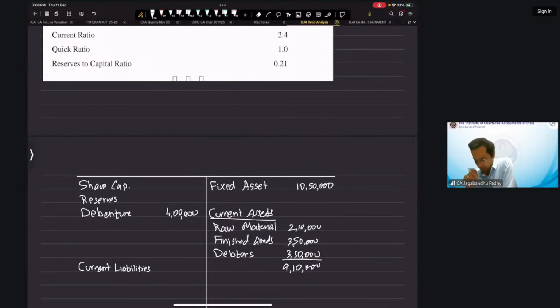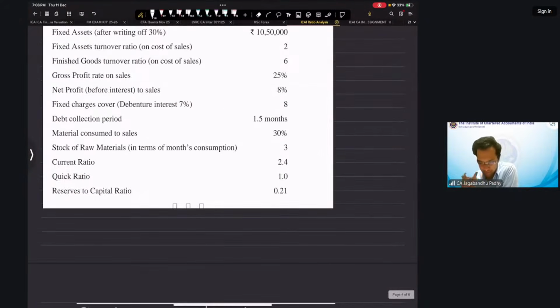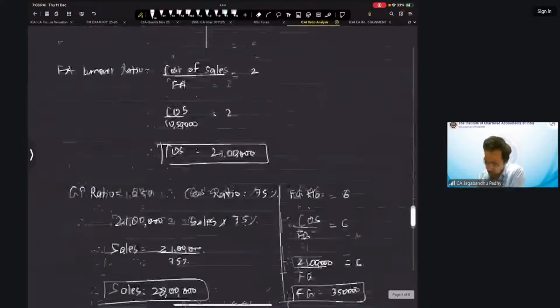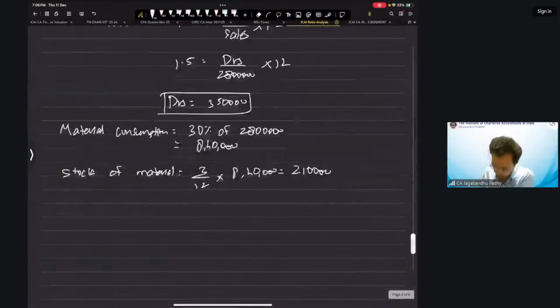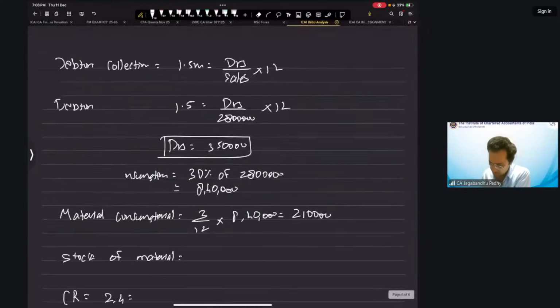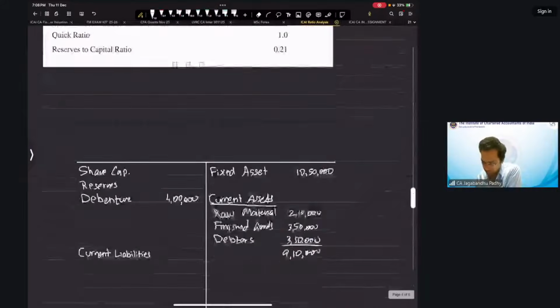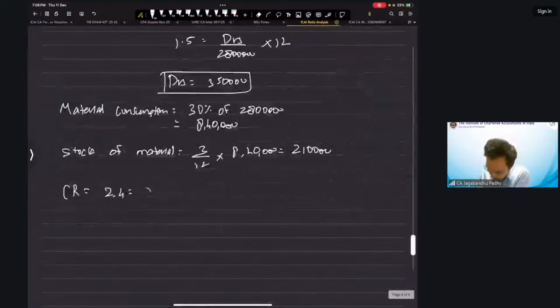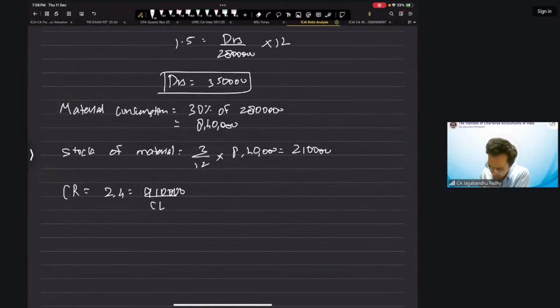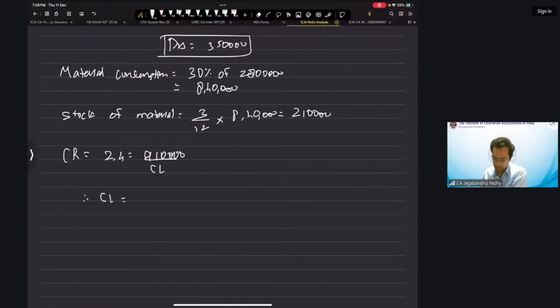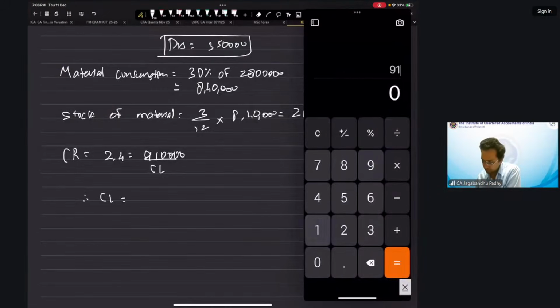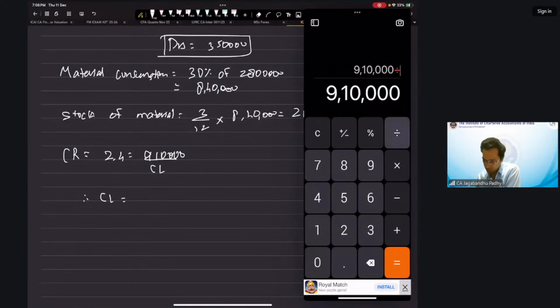So how do we go about calculating that part? Because it's just 9 lakh 10,000 of current assets that is given. So we can get the current liability from that because there's no other way out. Okay. So we have the current ratio given to us. Current ratio is 2.4, which is current assets upon current liabilities. So that's 9 lakh 10,000 divided by current liability. So therefore, current liability will be 9 lakh 10,000 divided by 2.4.